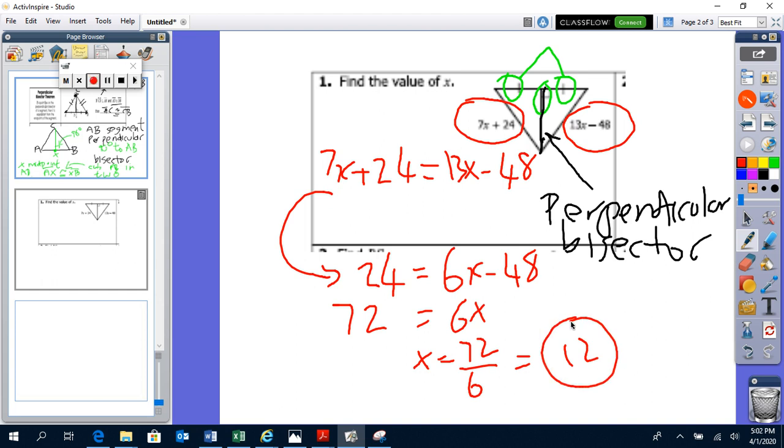So all we do is we set the length of the two legs of the triangle that were given equal to each other, and then we solve the equation. End of problem.